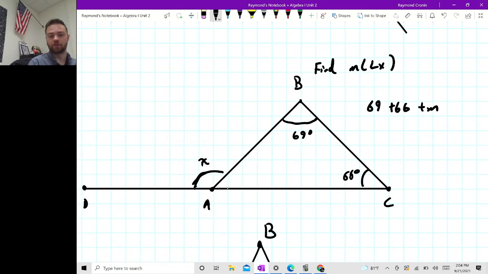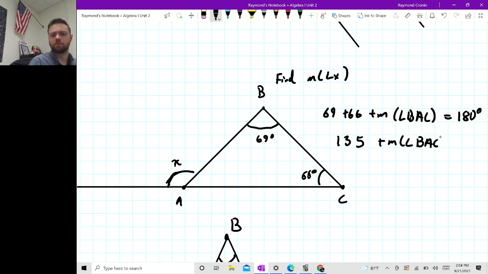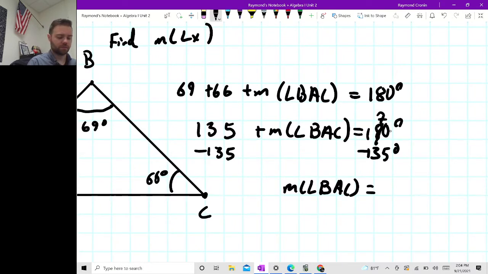And then the last one we'll call measure of angle BAC equals 180. So 70 plus 65 should be 135. So I'm going to subtract 135 from both sides of this equation. So I get the measure of angle BAC is equal to 45 degrees.